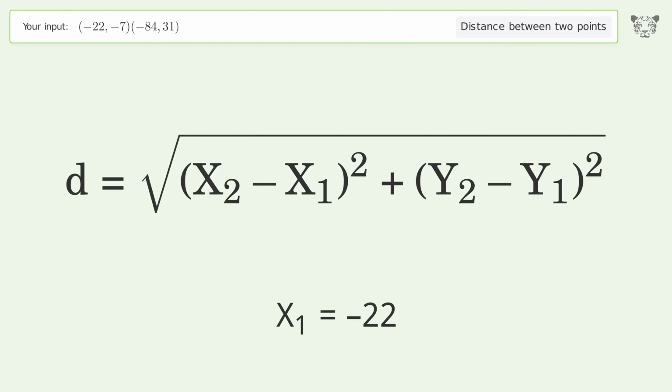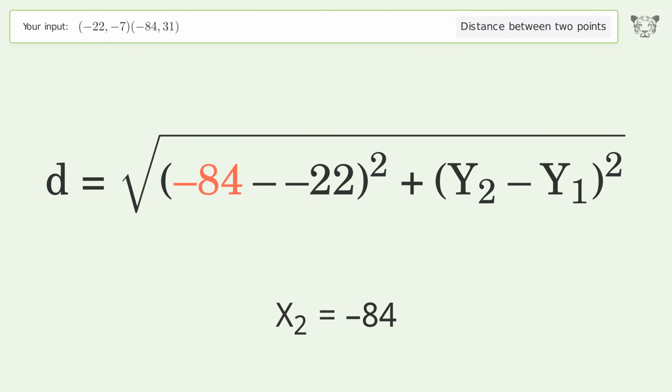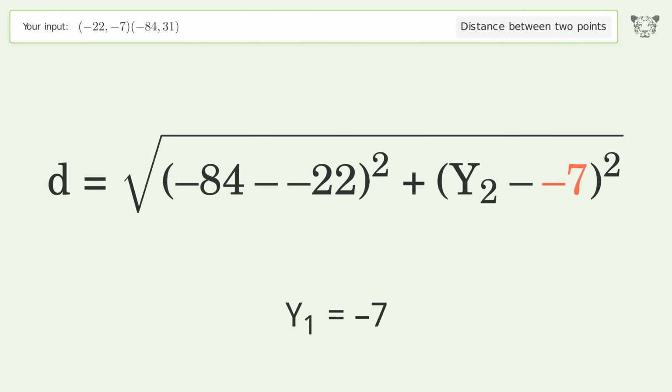x1 equals -22. x2 equals -84. y1 equals -7. y2 equals 31.